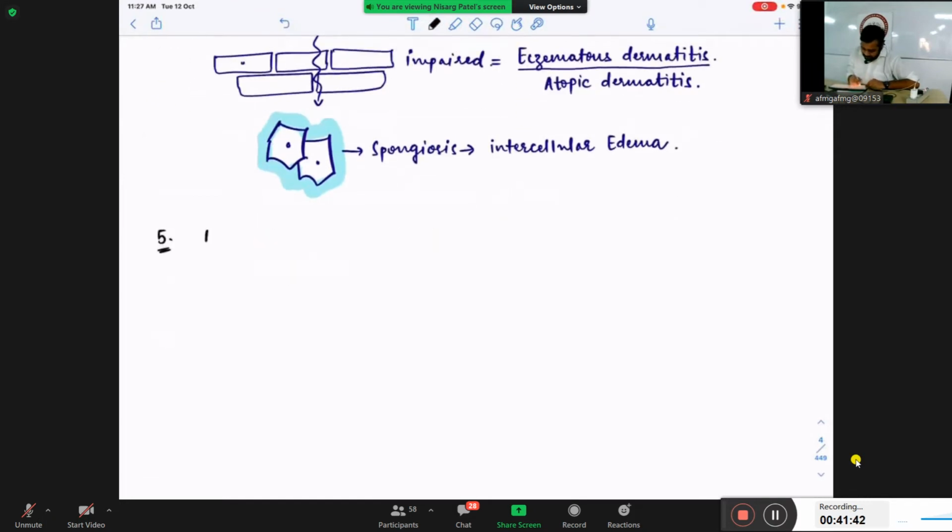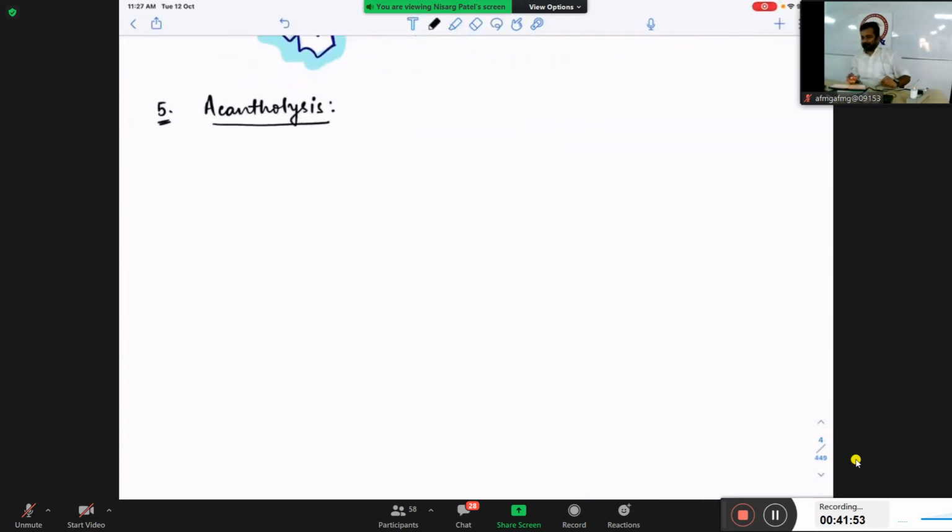Fifth term, very important, acantholysis. In a general term, acantholysis is separation of epidermal cells. It is a separation of epidermal cells.